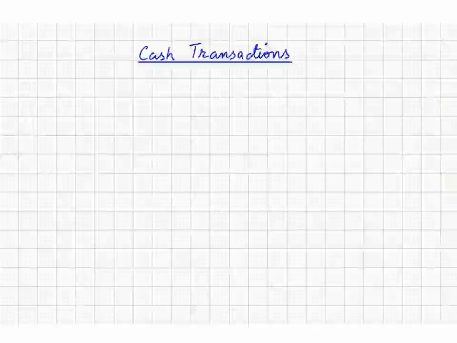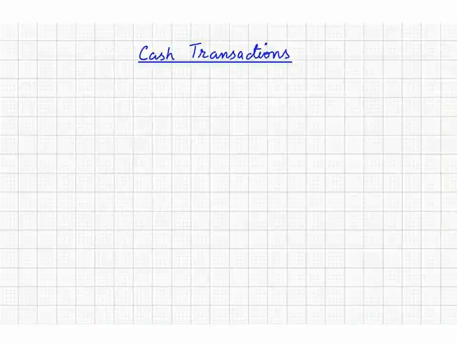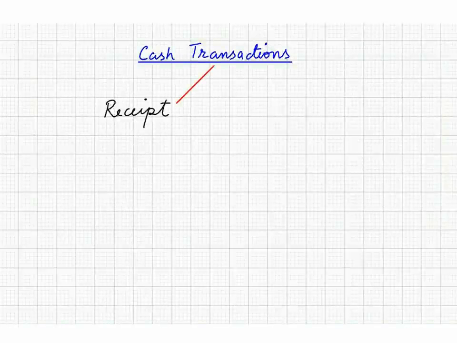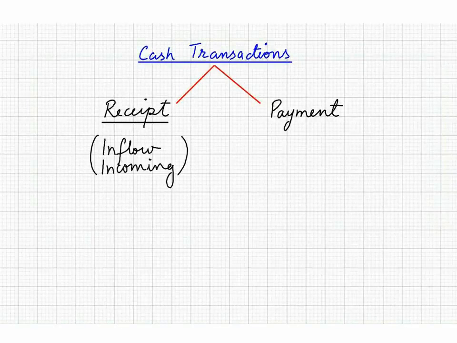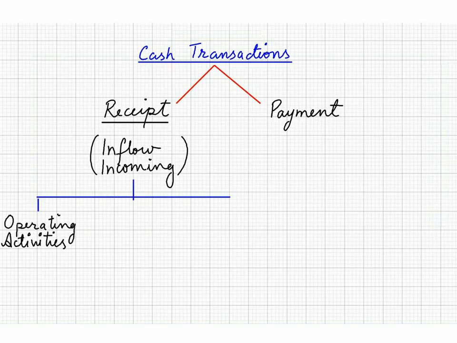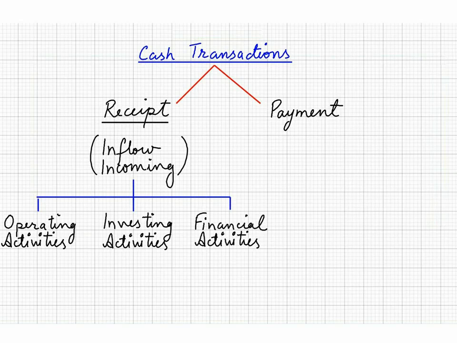All the cash transactions can be categorized in two parts. It will be either receipt or payment. Cash receipt means cash inflows, cash incomings, or cash generated, whatever you call it. All these receipts can be categorized into three parts: operating activities, investing activities, or financial activities.